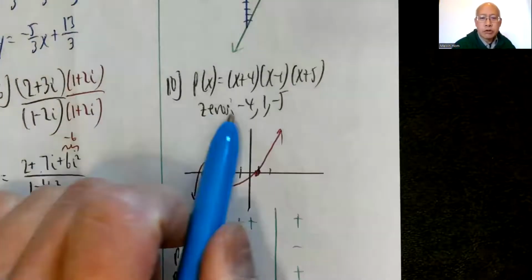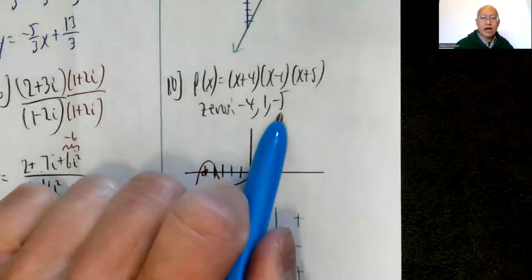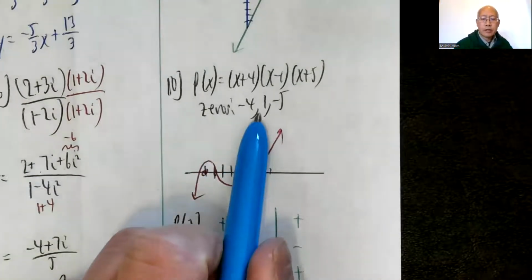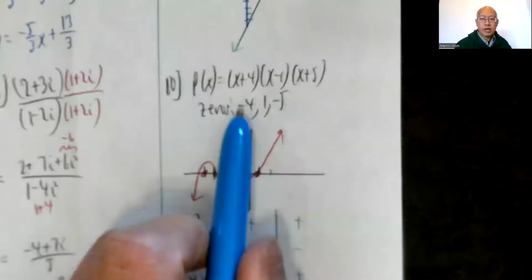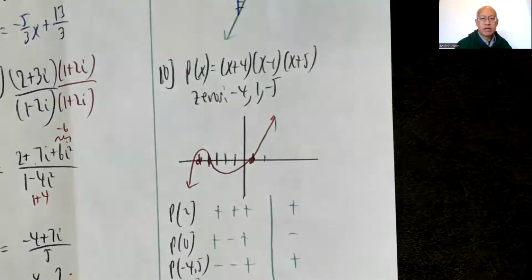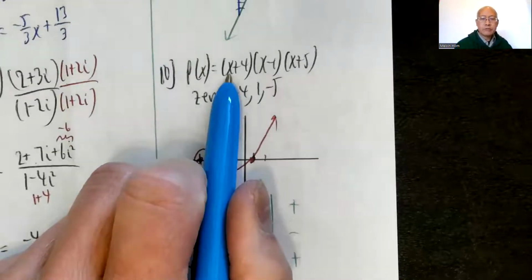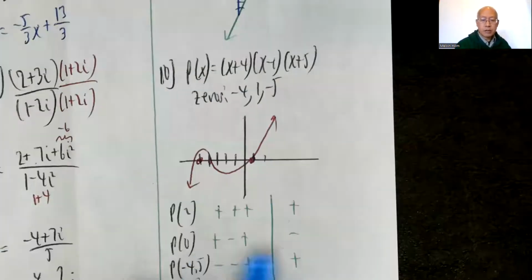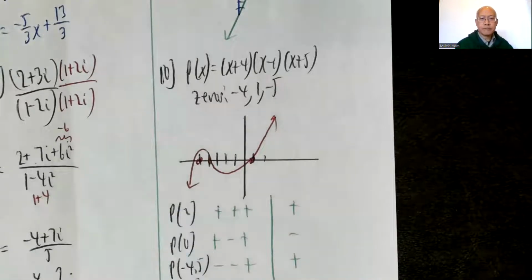Number 10, my zeros are negative 4, 1, and negative 5. And pick a point like 2. So if I plug in 2, positive, positive, positive, so it's a positive, so it's going to go up. P of 0: positive, negative, positive. So that makes the whole thing negative, so I have it going down.